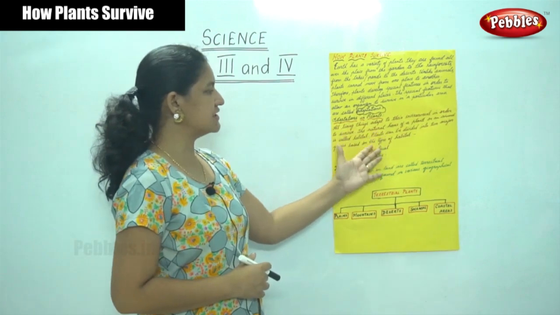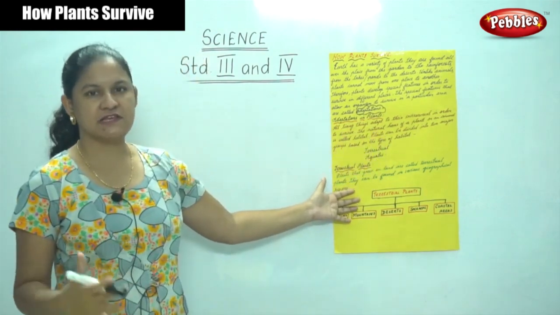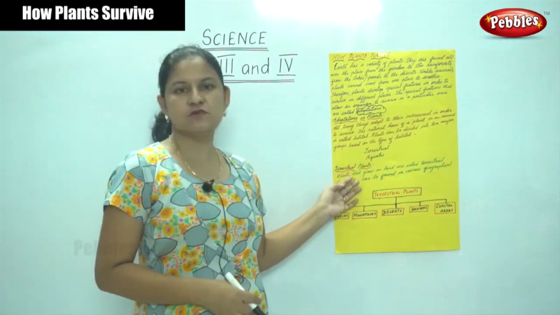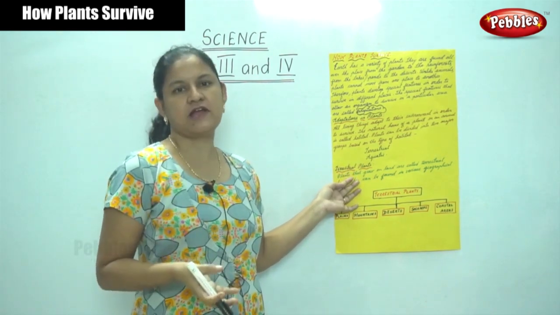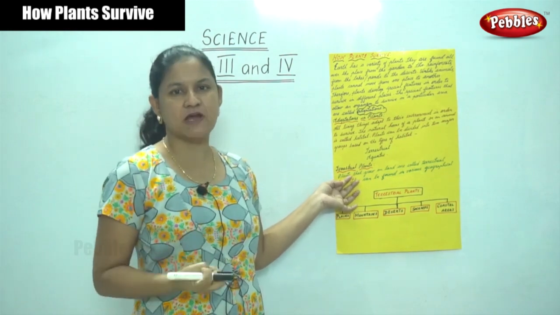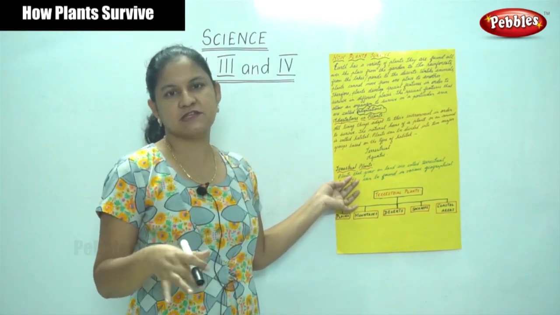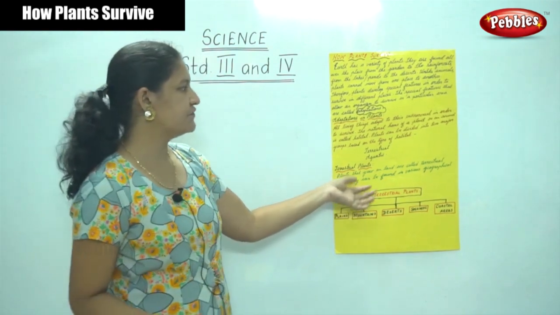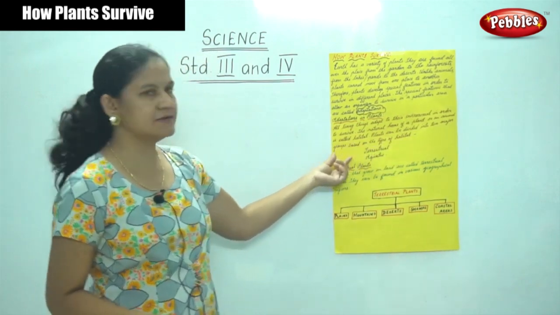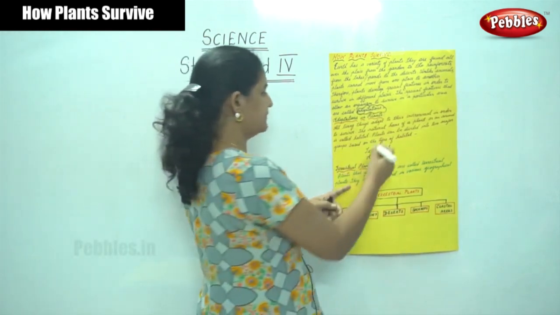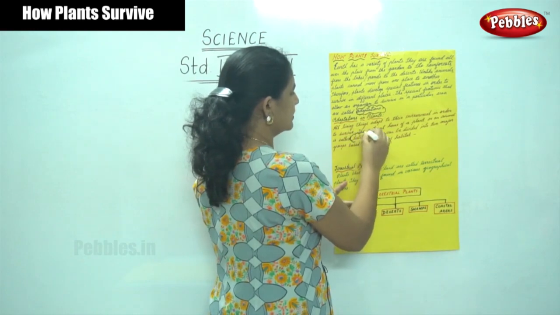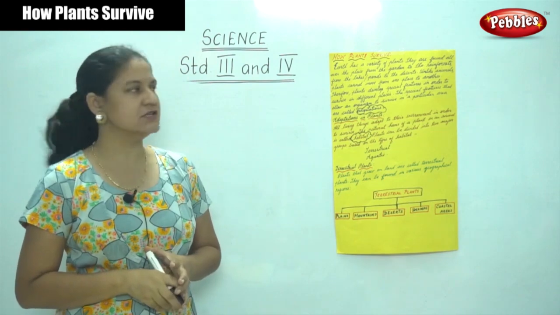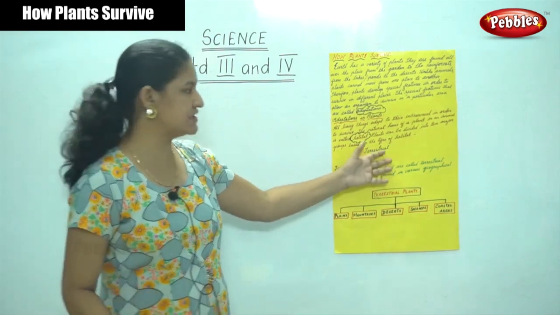So, adaptations in plants. All living things adapt to their environment in order to survive. Whether humans, animals or plants, any organism adapts itself according to the environment in order to survive. The natural home of a plant or an animal is called its habitat.